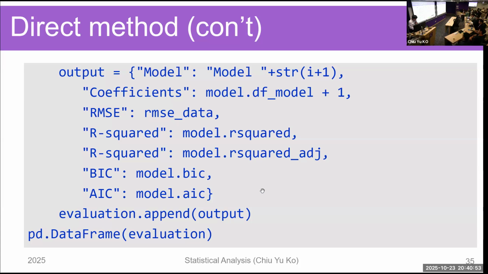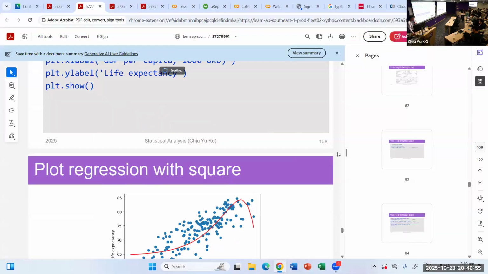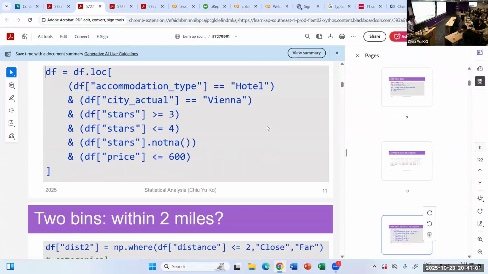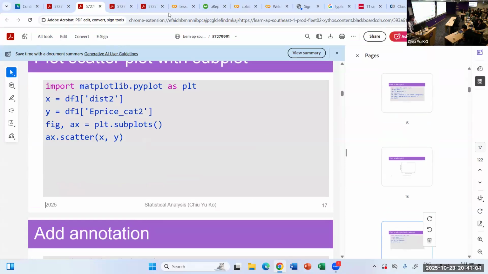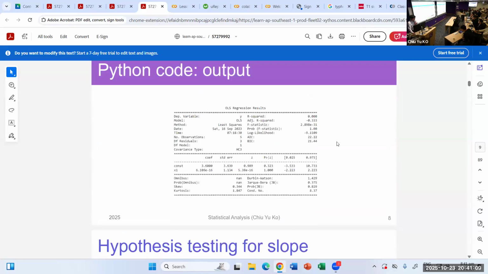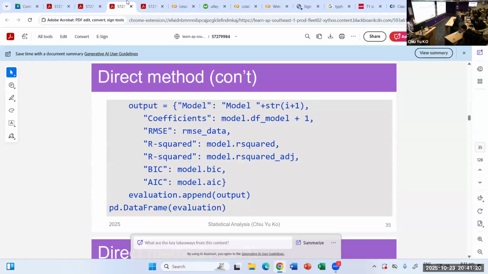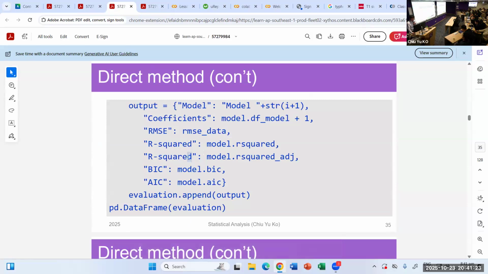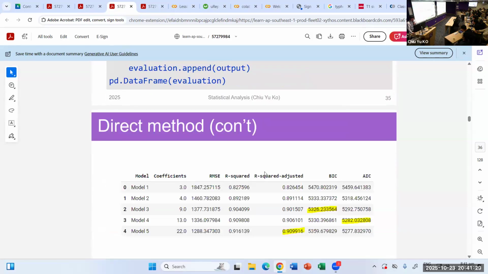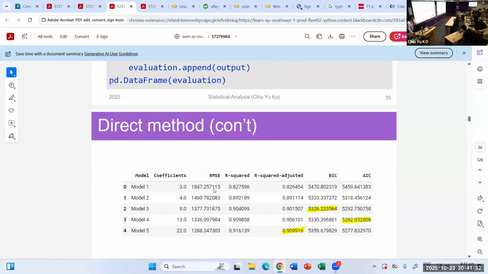Why? Because when we run the regression, if you remember, from the very beginning, when you run regression, it's right there. R square, R adjust, AIC, BIC are all there. Okay. So basically, you can just extract them. Okay. It should be R square adjust here. Sorry, I just made a typo here. The code is not right here, but the output is right. Okay.